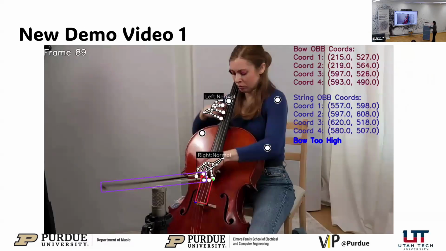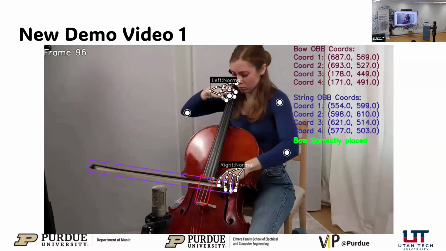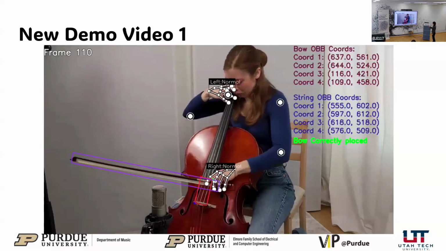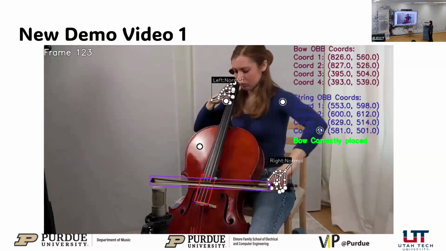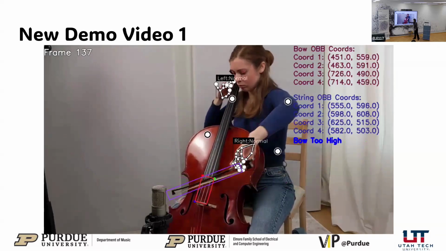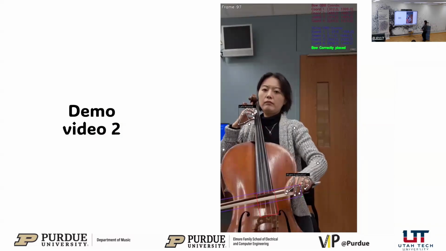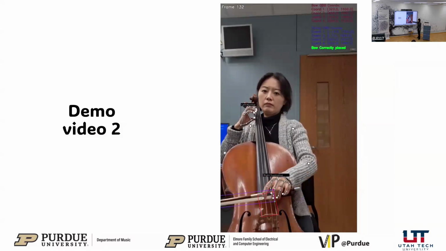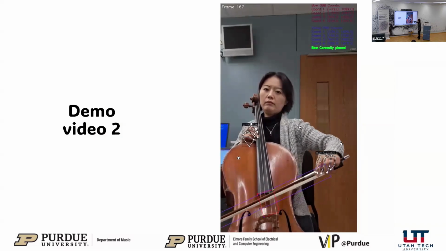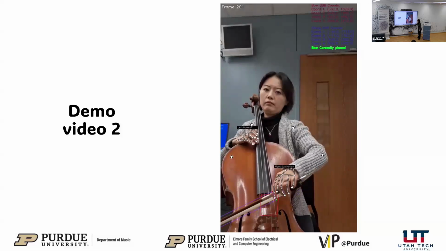Okay, then this is better, a little bit more recent. This is somebody else. Now it has only one bounding box for each, right? And this is with bad posture. I don't know if you can see, it says supination, and bow correctly placed. But it's still a little bit shaky.